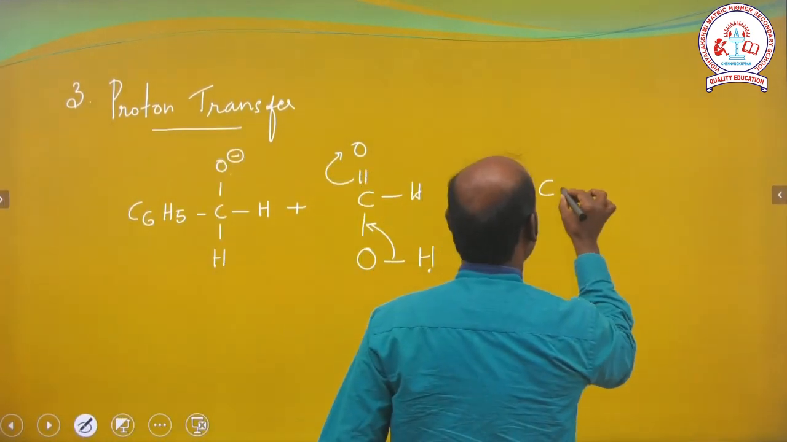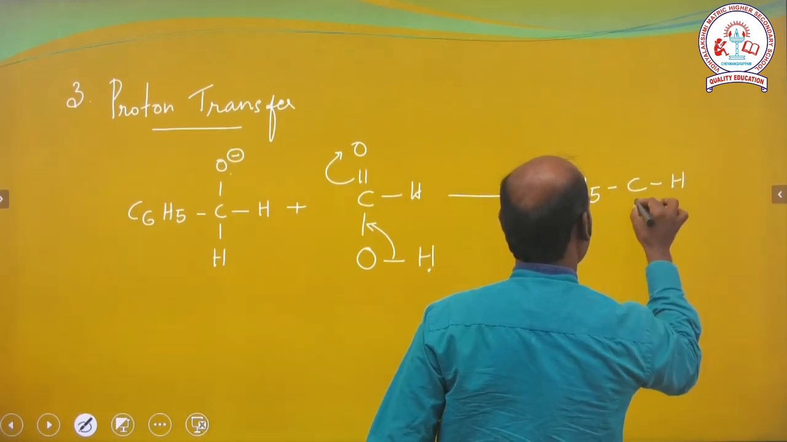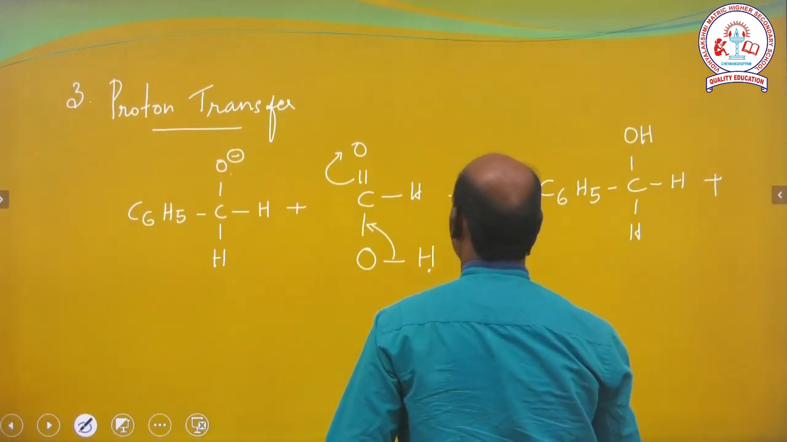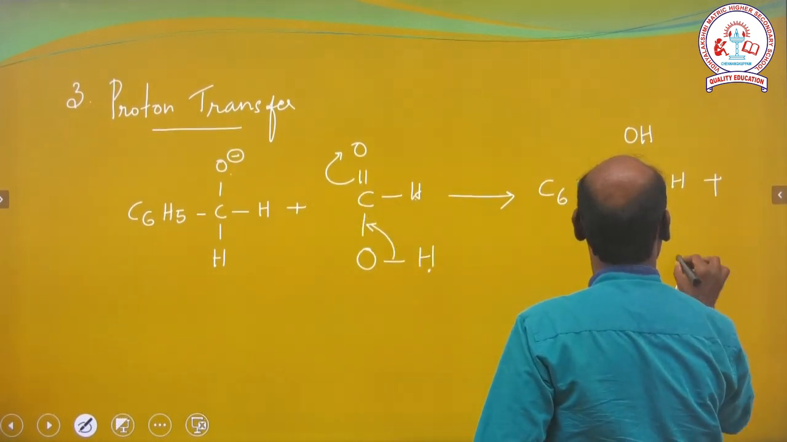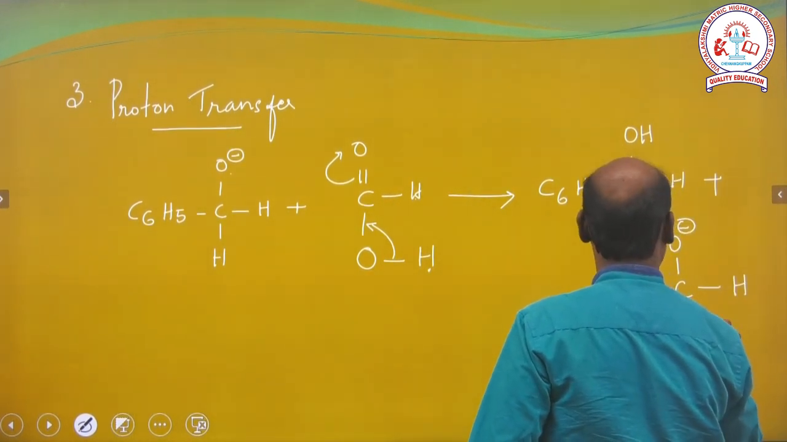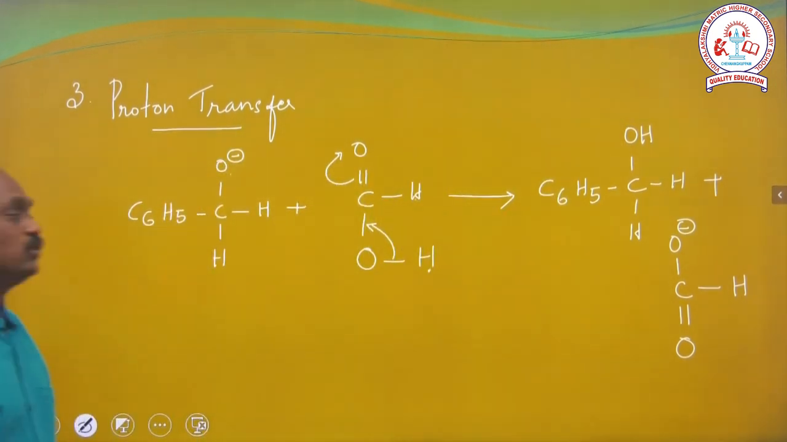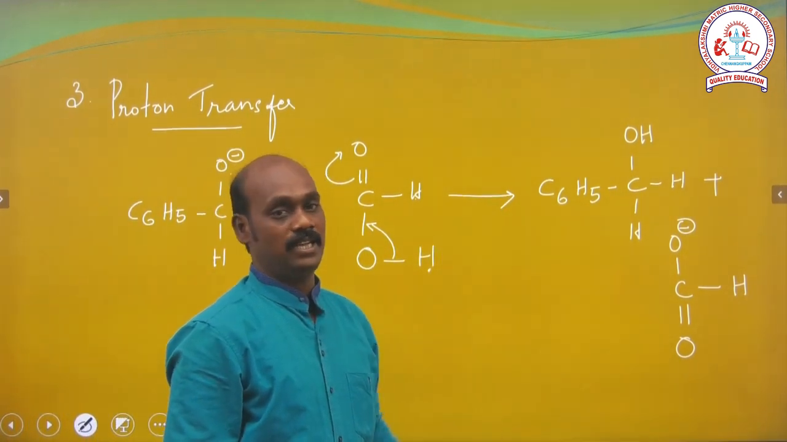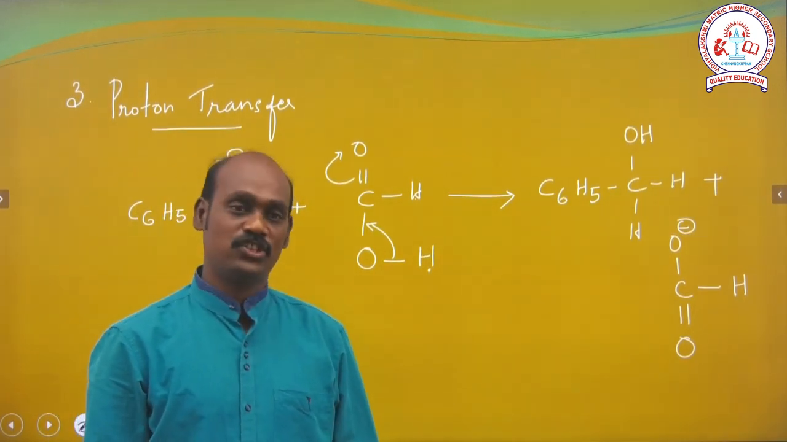Now we get C6H5CH2OH plus HCOO minus. So the formate ion is produced. So in the third step, we get benzyl alcohol and a formate ion. So this is an example for crossed Cannizzaro reactions.